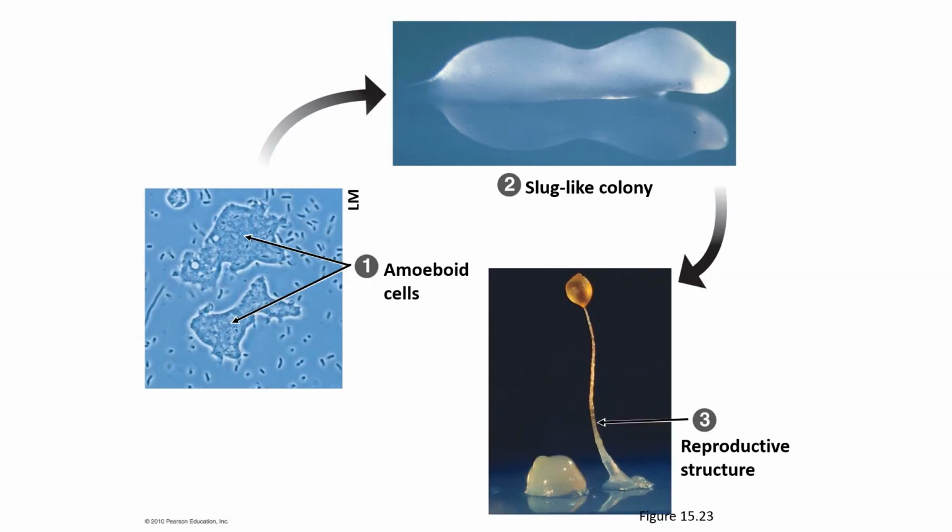So here are different stages of the amoeboid cells, where they are just by themselves eating. If they come in contact with an environment that's not really good for them, they will then form the slug-like colony, and then finally will produce this reproductive structure.